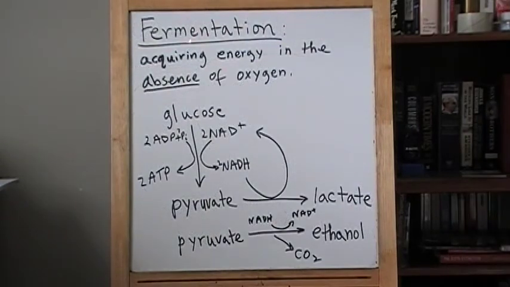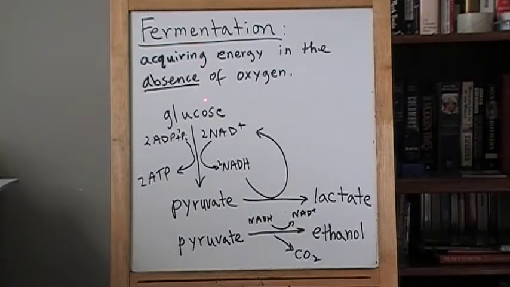So we've seen how we can acquire energy in cellular respiration using oxygen as a terminal electron acceptor. But what about environments where there's no oxygen? Do cells always die when there's no oxygen? Well, not necessarily. In some cases, it's possible to get energy in an environment that has no oxygen. And that's through a process called fermentation.